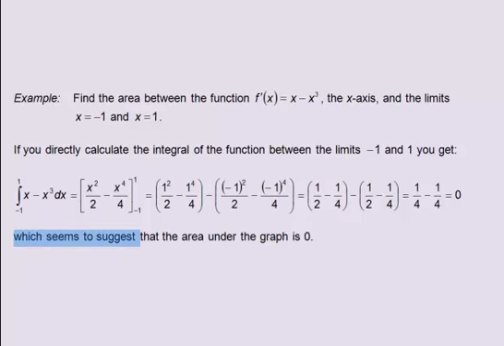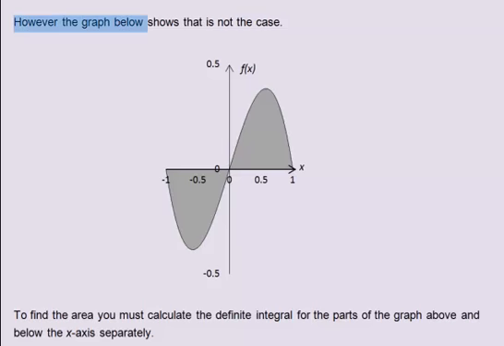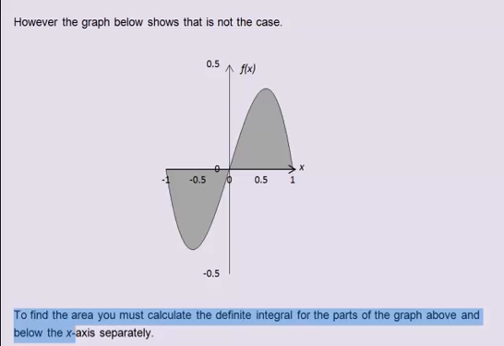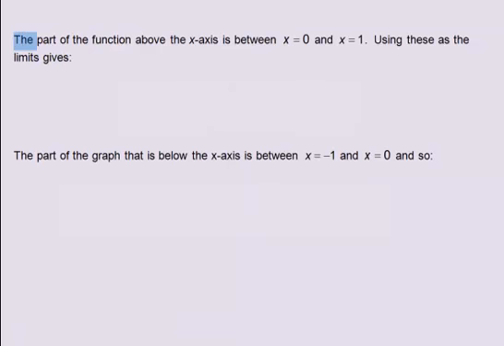Which seems to suggest that the area under the graph is 0. However, the graph below shows that this is not the case. To find the area, you must calculate the definite integral for the parts of the graph above and below the x-axis separately. The part of the function above the x-axis is between x equals 0 and x equals 1.